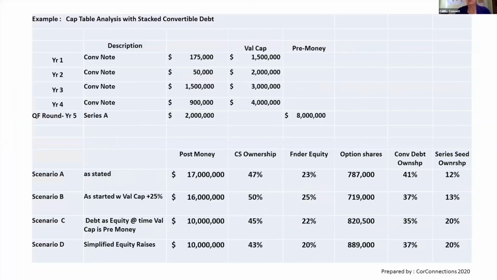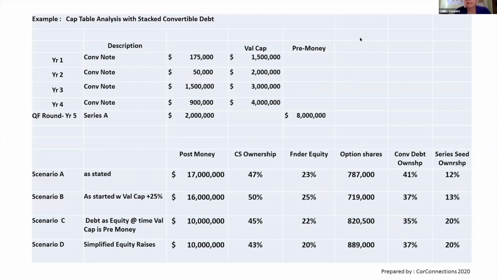Okay, there we go. So I'm Cathy Connett, one of the 5 partners in the Sofia fund. We invest in women-led technology-based growth companies, and we're actually running our second fund. I chose as an example a cap table analysis with stacked convertible notes.